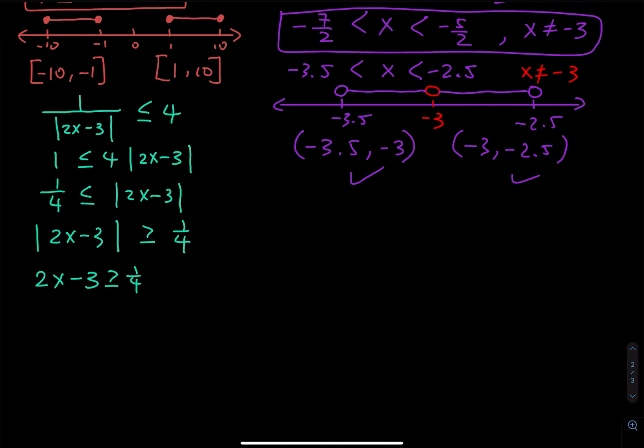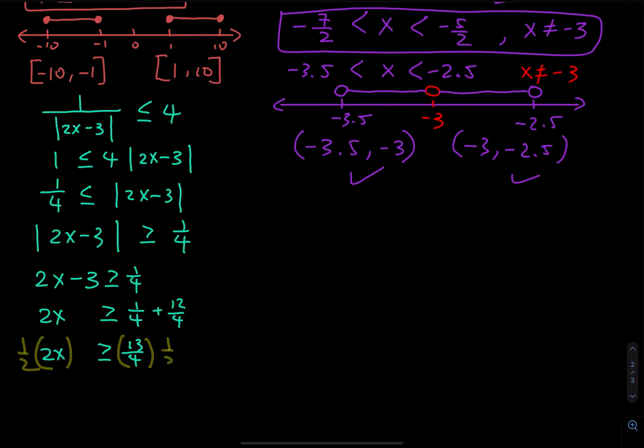Let's solve that. You add 3 on both sides, so 3 will be 12 over 4. So you have 2x greater than or equal to 13 over 4. And then once you divide by 2 on both sides, or multiply both sides by 1/2, the bottom becomes an 8. So x is greater than or equal to 13 over 8.